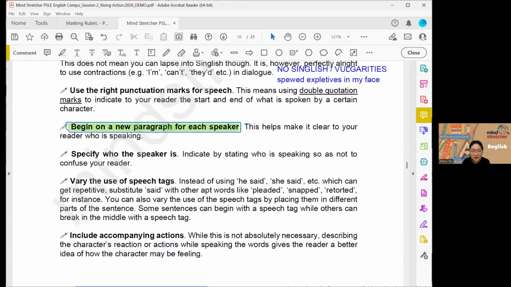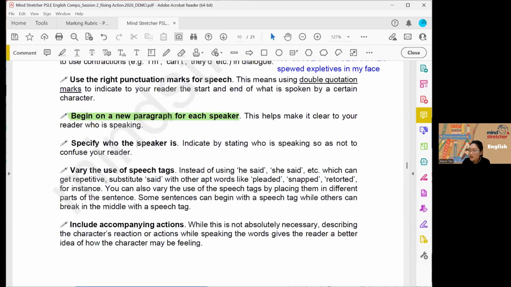Specify who the speaker is, using your dialogue text, of course. Speech text. Later on, we'll do a quick exercise, okay? Instead of saying said, use more specific ones.